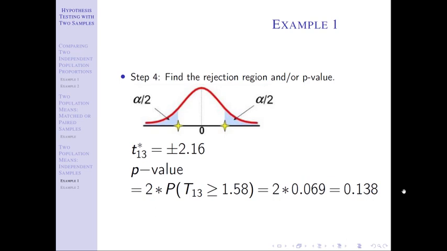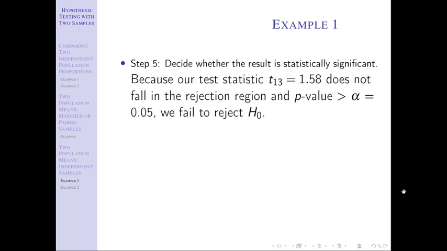And then we wrap it up just like always. Because our test statistic does not fall in the rejection region and our p-value is large, we fail to reject. So that means we cannot conclude the alternative.